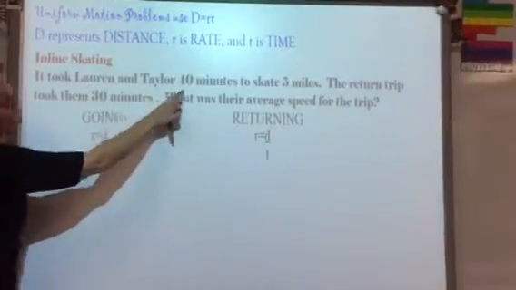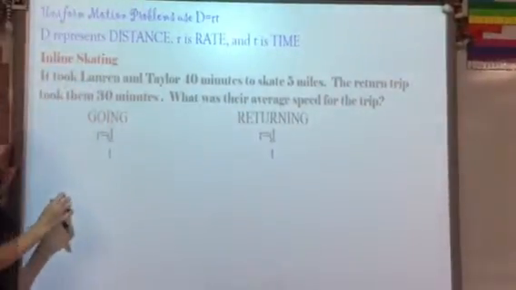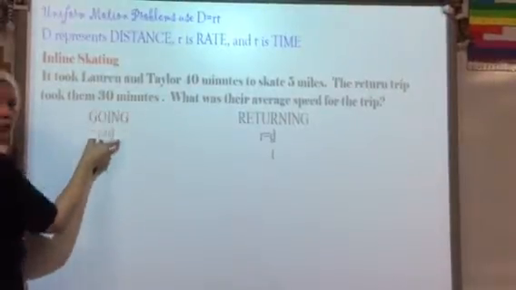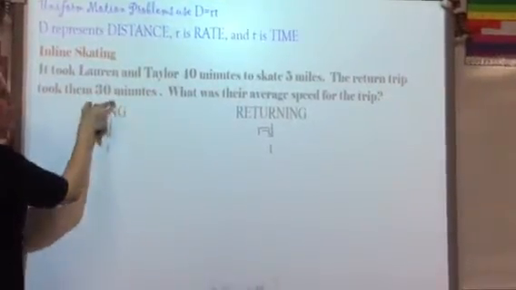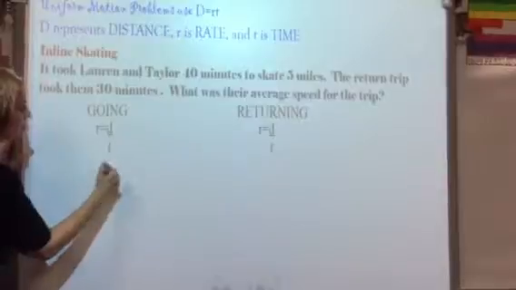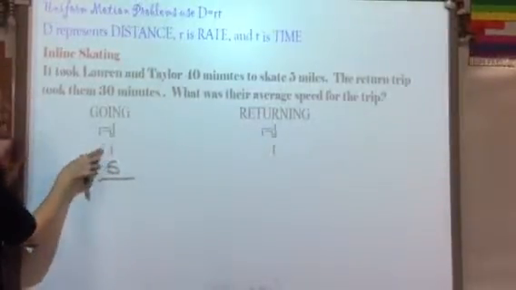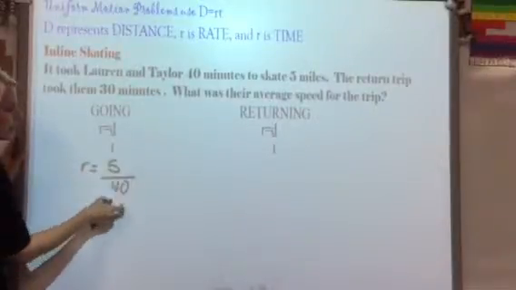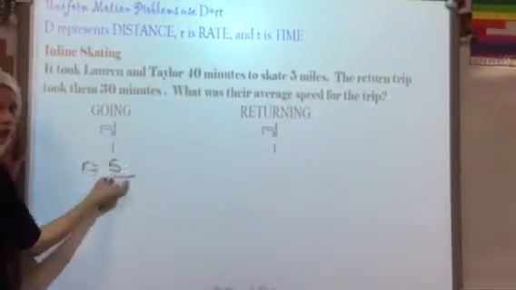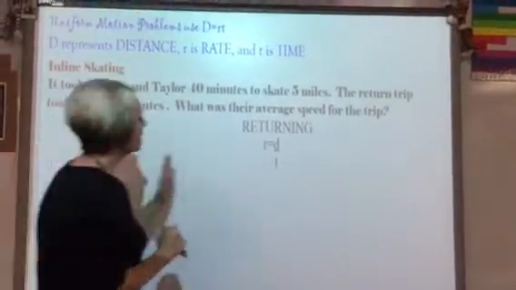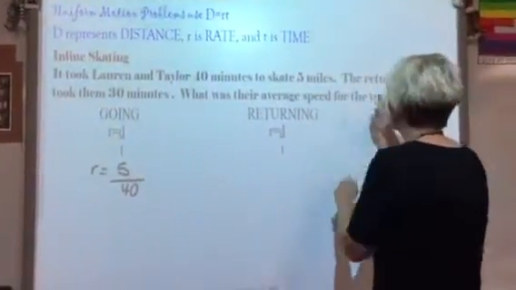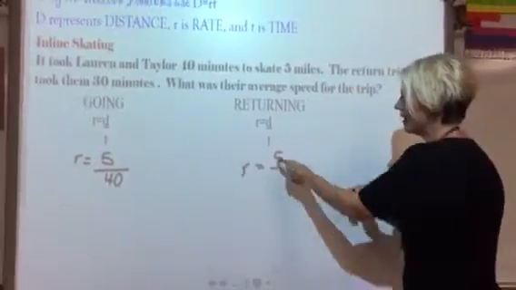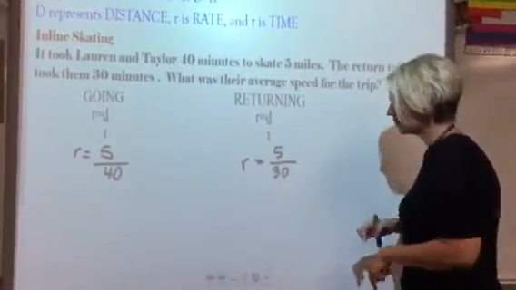It took Lauren and Taylor 40 minutes to skate 5 miles. So what we're going to do is find their rate for going. That's going to be distance, which is 5 miles, divided by the time, which is 40 minutes. So you're going to get a rate in miles per minute there. And then the return trip, it's still 5 miles. And this time it took them 30 minutes.